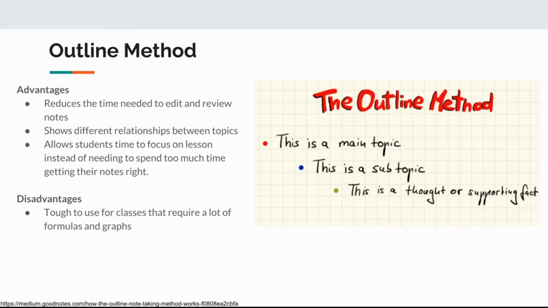Unfortunately, the outline method is really tough to use for classes that require a lot of formulas or graphs. So if you're learning something in, let's say, science or physics, it's going to be hard to use the outline method. You might need a little bit more of a detailed note-taking strategy. But it's great for things like English and history.